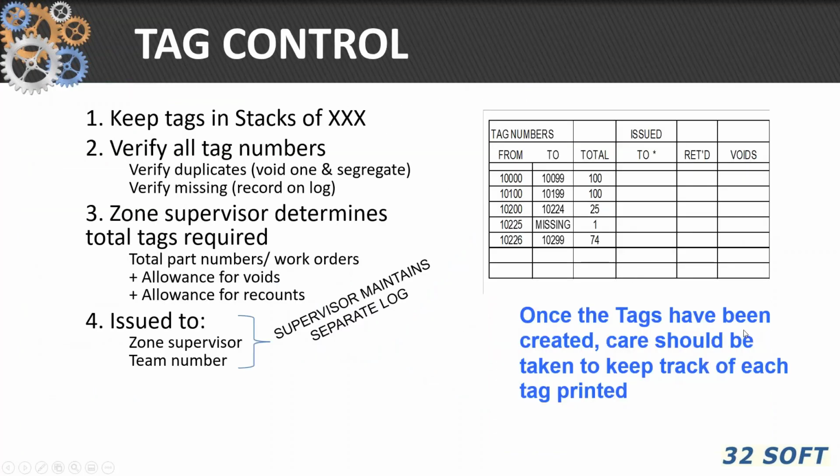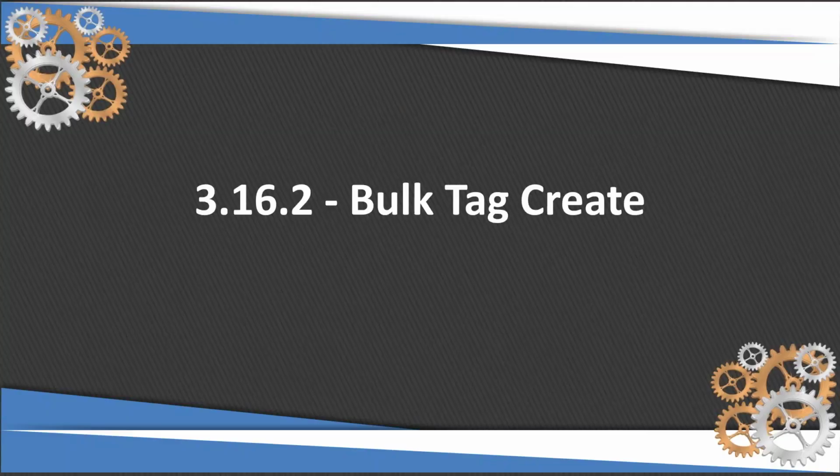Tag control is critical. Once tags have been created, care should be taken to keep track of each printed tag. Keep them in stacks of 10 or 100. Verify that all the tag numbers are there. Verify duplicates, missing tags. The zone supervisors, the people out on the floor and in the warehouse, need to keep track of their tags that have been issued, and they are usually going to keep their own separate log of what there is, because the number one rule in the physical inventory: do not lose a tag, because if you lose a tag, you may have to do the process over.